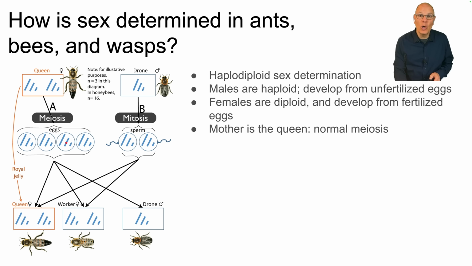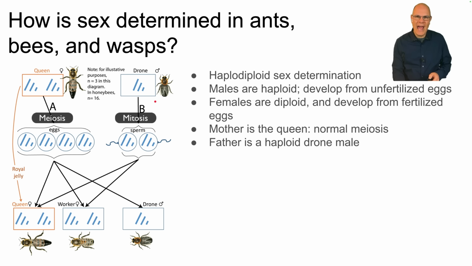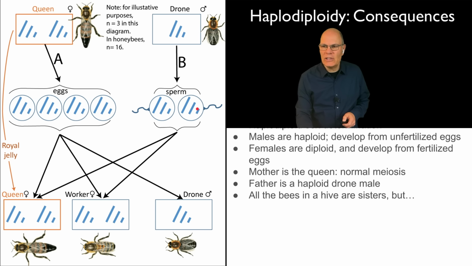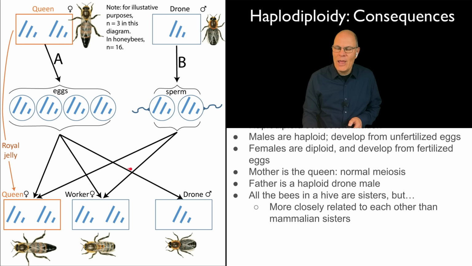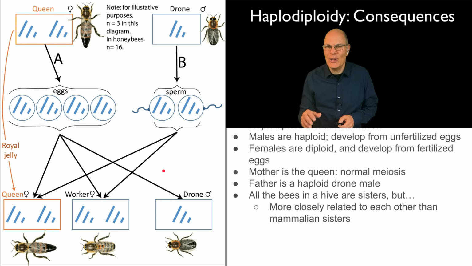So the mother in a bee colony, just to use that example, is the queen. She undergoes normal meiosis when she creates her eggs. But the father is a haploid male, also called a drone, and he can't really do meiosis because he's haploid, he's not diploid. So essentially he passes on 100% of his chromosomes in the sperm that he creates. The consequence is that all the bees in a hive, with the exception of the drones, all of the worker bees are sisters, but they're more closely related to one another than any two mammal sisters are.